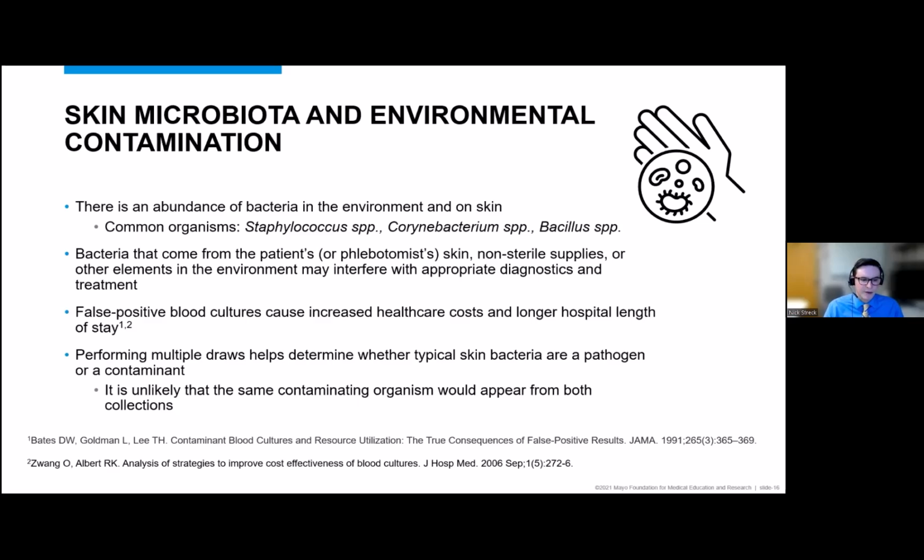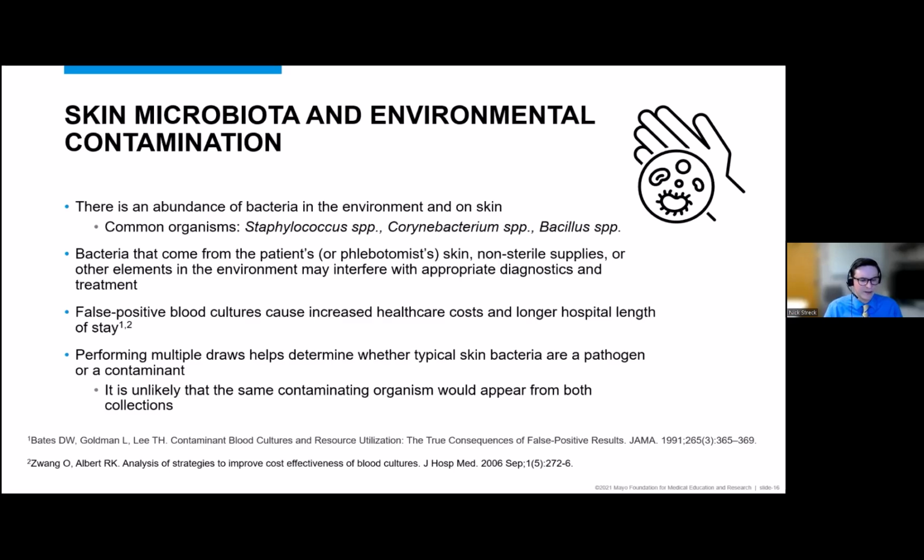And if we don't perform proper collection techniques, it's very easy to introduce these organisms into the blood culture bottle. And as I described, these bottles are designed to help facilitate rapid growth of a variety of organisms. So introducing these organisms into the bottle is going to allow them to grow and cause these blood culture bottles to be positive. There's a lot of documentation and data out there about how these false positive cultures, due to environmental or skin microbiota, increase healthcare costs and increase hospital stay for patients.